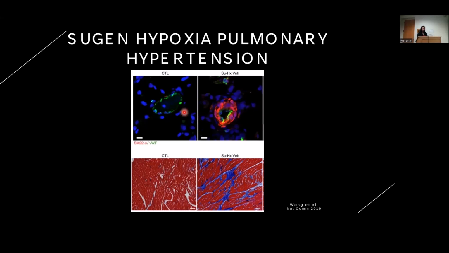So in this example of distal pulmonary artery, in this control rat compared to a Sugen hypoxia treated rat, there's this proliferation of smooth muscle and von Willebrand factor. And so there's this thickening and this intimal proliferation in the small distal pulmonary arteries that create almost these obliterative lesions that are seen in human PAH.